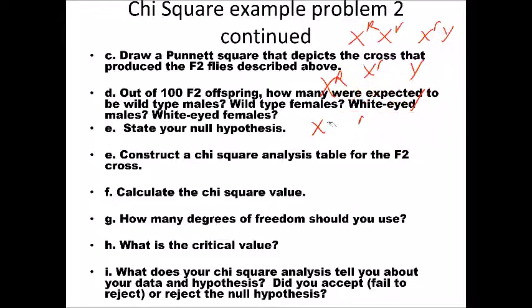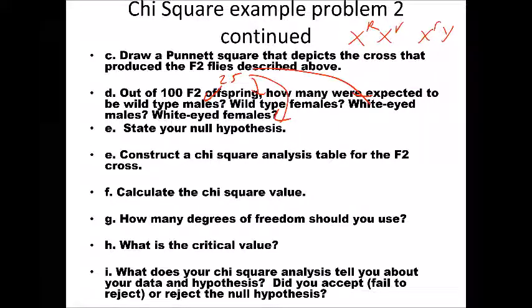It tells us in part D, out of 100 F2 offspring, how many were expected to be wild-type males? Well, we expected 1/4, which would be 25. We're expecting 25 of each of these possibilities.